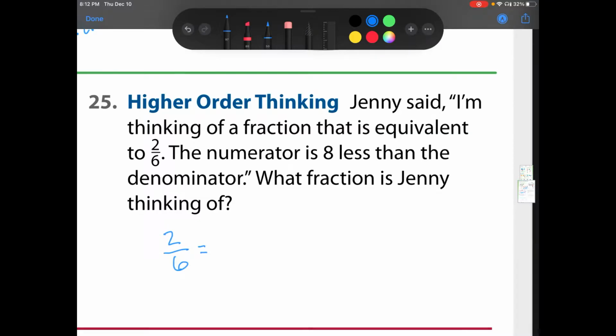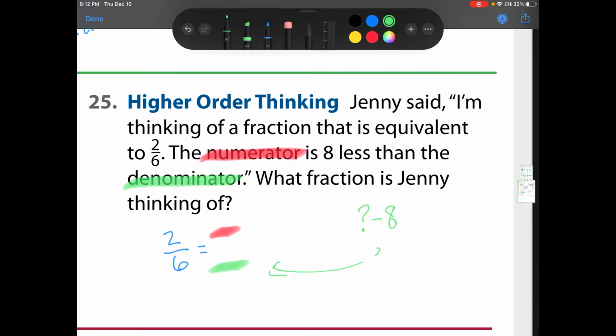So I'm going to color code this so I can keep track of my numerator and denominator. So remember, my numerator is that top number. So equivalent fraction, the top number is going to be 8 less than the denominator. So it's going to be 8 less than this bottom number. So whatever that bottom number is, if I take away 8 from it, I should get the red number up top. Now, I'll tell you, I have no idea where to start. But I do know whatever that bottom number is, I need to take away 8 and it will give me that red number.